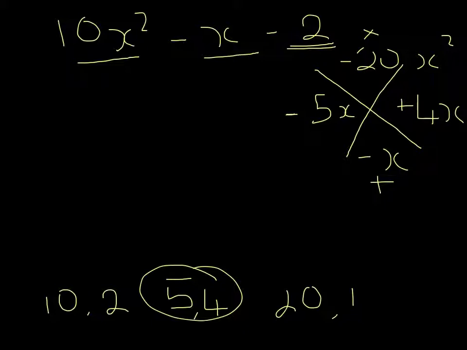So let's just check that they're right. 5x times 4x is 20x squared, and a minus and a plus gives us a minus, so that works. Minus 5x plus 4x leaves us with minus x, so that's going to work beautifully. So let's draw our rectangle in so that we can start to factorise that.